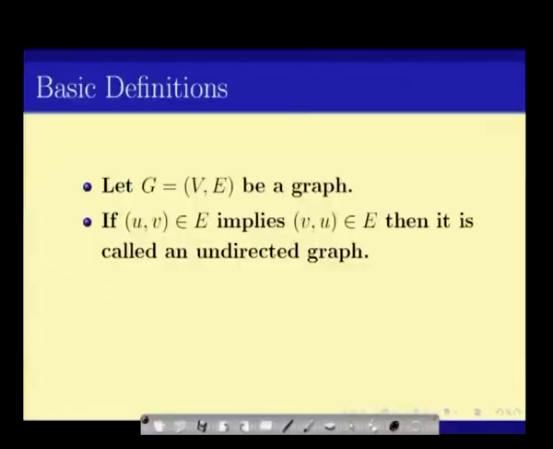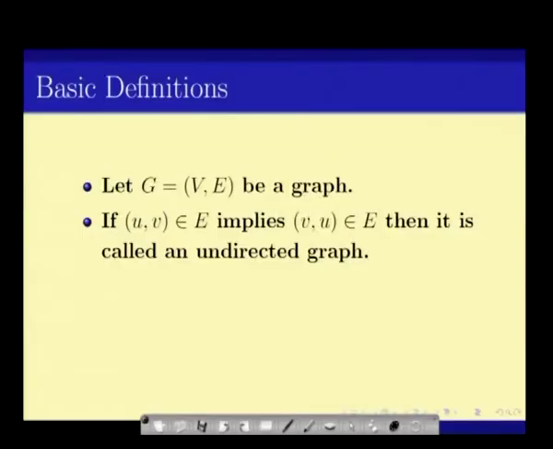So, it is not necessary that if (u, v) is in the edge set, then (v, u) is also in the edge set. But if it does happen that whenever (u, v) is in the edge set, then (v, u) is in the edge set, then we call that an undirected graph. A graph, as I told earlier, is a way of expressing some relationship, so it depends upon what kind of relationships we are talking about. We will see many examples of how things can be worked out.